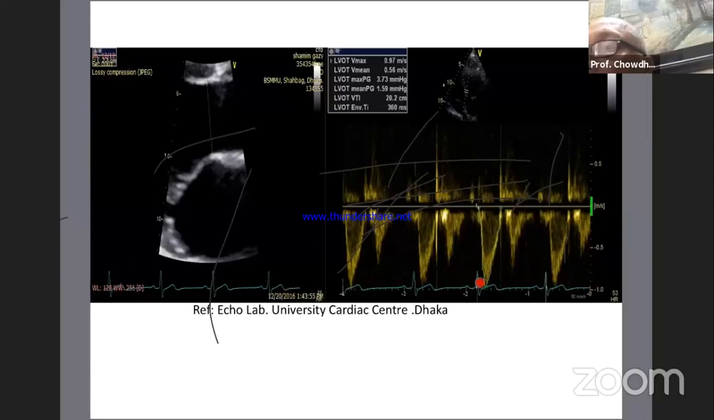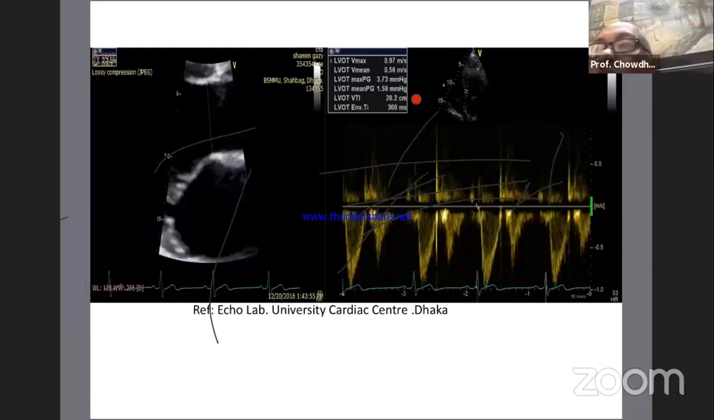After delineating this point, the computer automatically gives us the velocity time integral, and it should be between 16 and 20. If it is between 14 and 16, we know that there can be mild left ventricular systolic dysfunction. And if it is even much lower than that, say 10 or 11 or 8, then we know that the left ventricle is not that smart, not that happy.